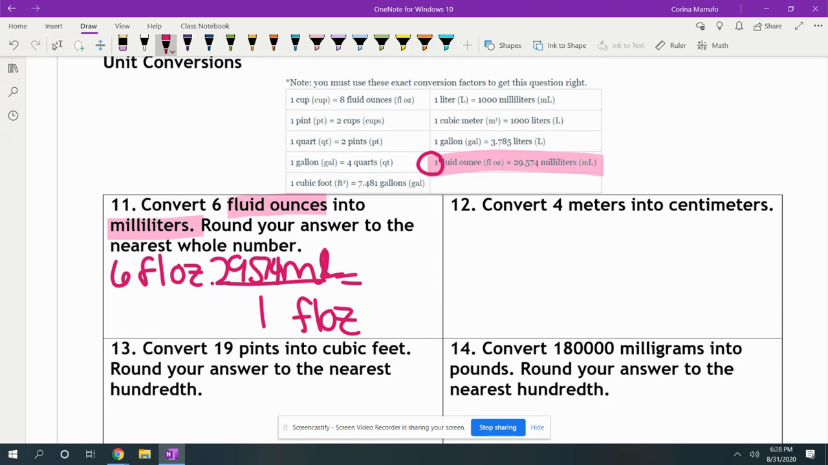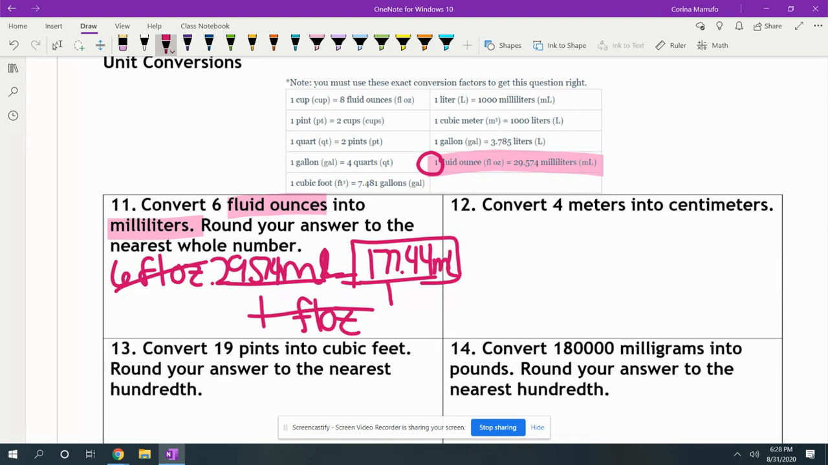So you multiply the top one. So 6 times 29.574 gives us 177.44. And you divide that by 1, which would just be 177.44 milliliters.